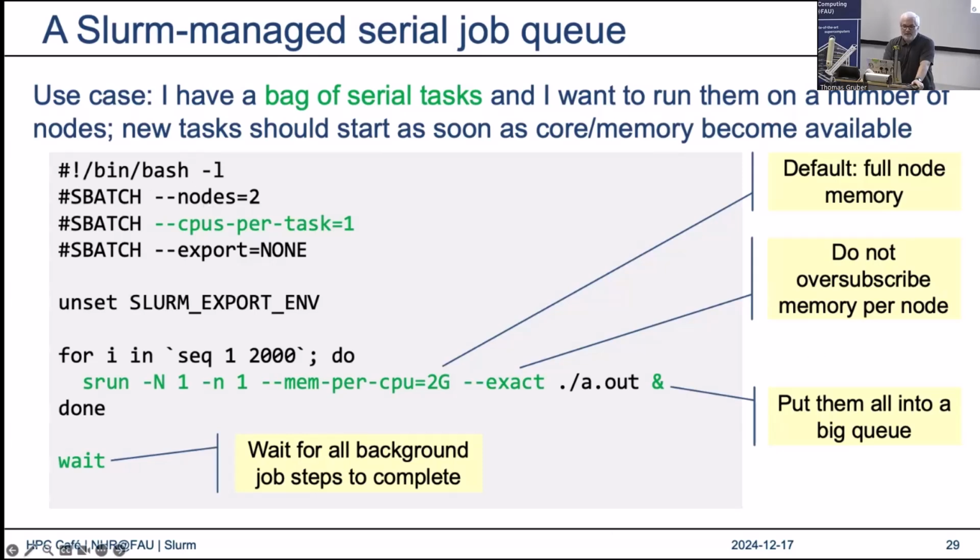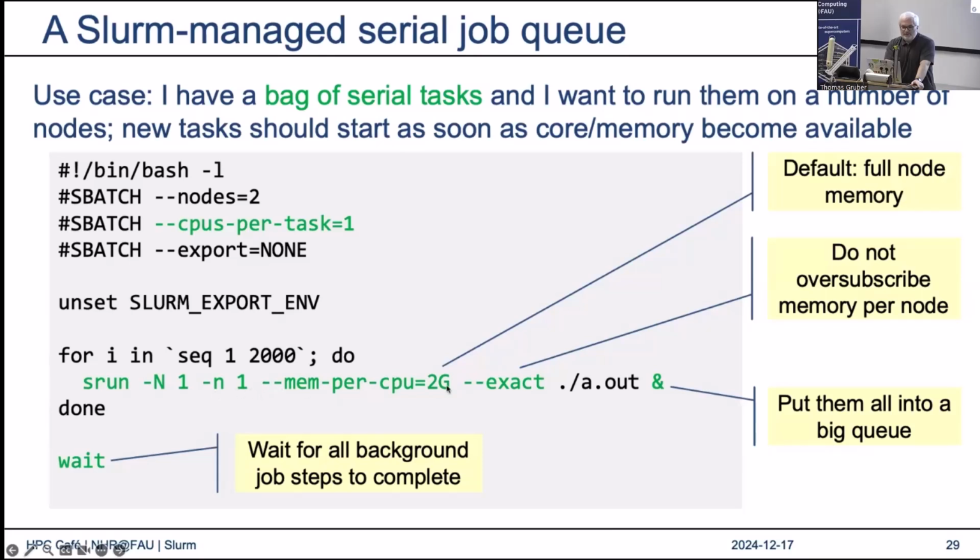In this case, we allocated 2 nodes. CPUs per task equals 1 specifies that every time I call srun, I actually only want 1 process because my basic workload is serial. And then this is my bag of tasks, 2,000 tasks. srun starts my binary, a.out. I'm using 1 node, 1 process on 1 node, so dash uppercase n1, dash lowercase n1.